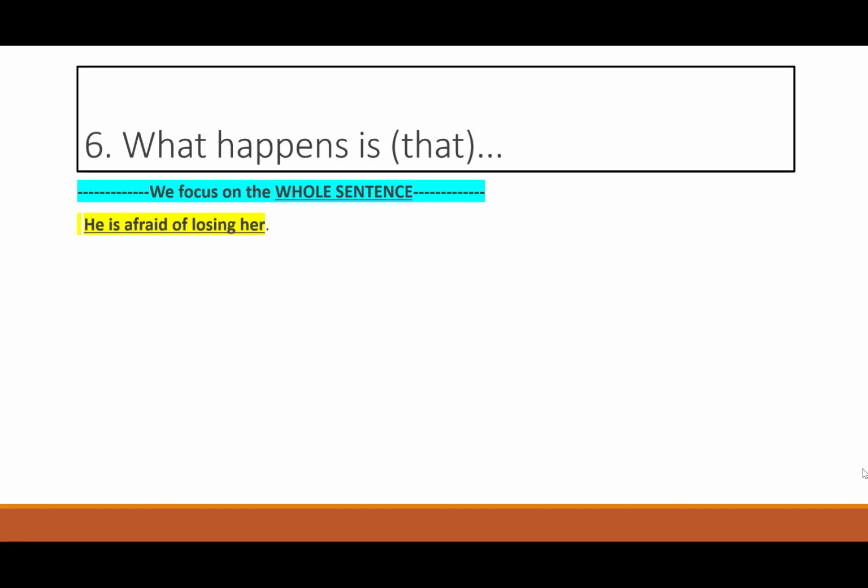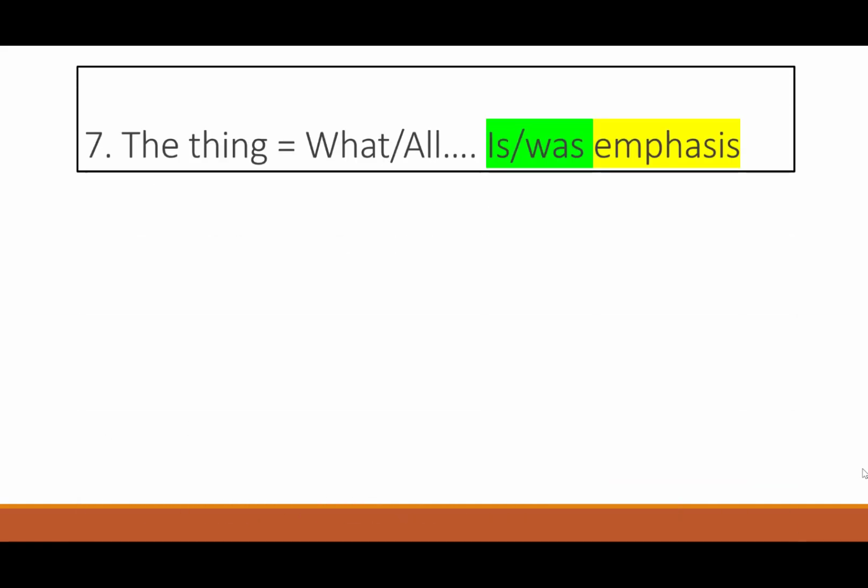Look at the example. He is afraid of losing her. Copy the pattern above. What happens is that. Copy the whole sentence, guys. Very easy. What happens is that he's afraid of losing her. This is pattern number 6. Last pattern, number 7.